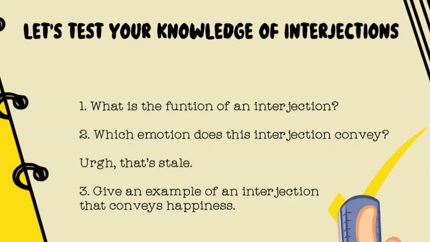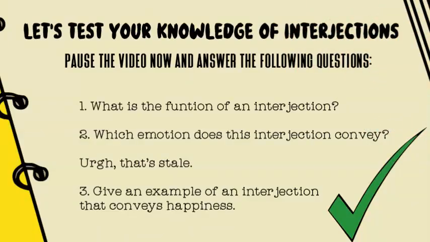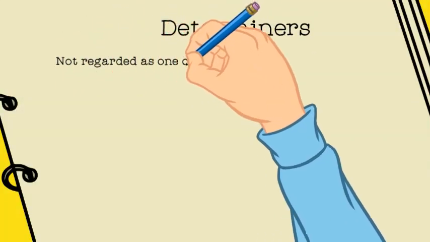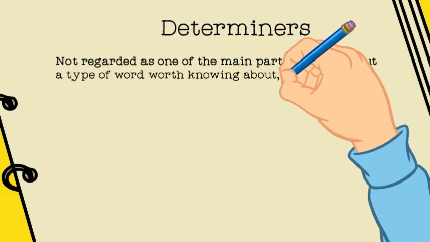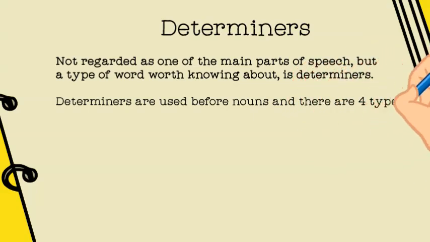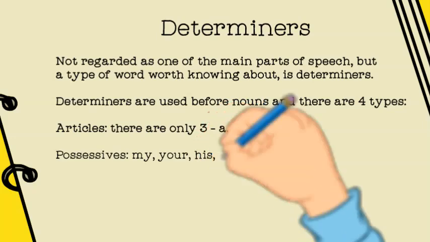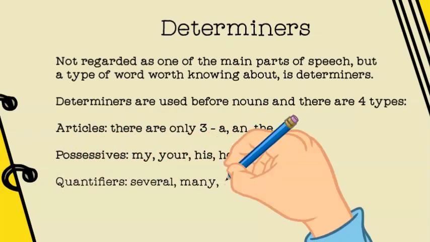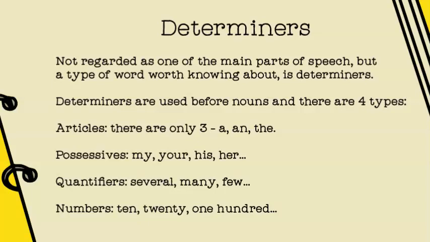I am going to talk to you about another type of word now. It's not really regarded as one of the main parts of speech, but it's definitely worth knowing about. So determiners are used before nouns, and there are 4 different types. So there are articles, and you can have the definite article or the indefinite article. So the definite article is the, talking about a specific thing, whereas indefinite articles are a or an.